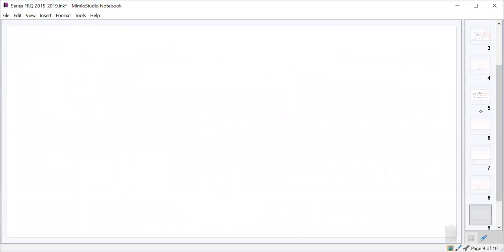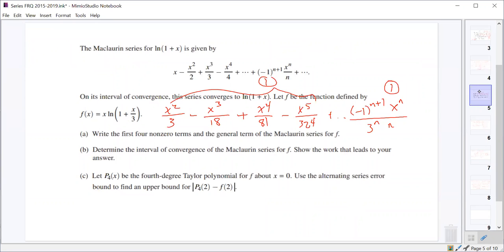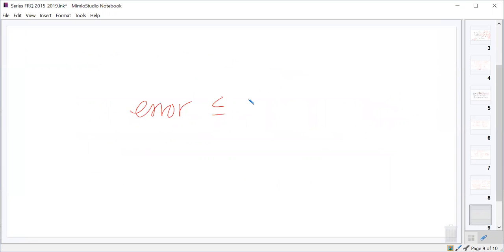What a disappointment. All right, part C, alternating series error bound. Let P sub 4 be the 4th degree Taylor polynomial for f at 0. Use the alternating series error bound to find an upper bound for this error. So the alternating series error bound says that it should just be the next term. Our next term is this x to the 5th over 324, and we're trying to do this at 2. So this ought to be 2 to the 5th. Our error ought to be less than or equal to 2 to the 5th over 324, which, I don't know, what does that simplify to?